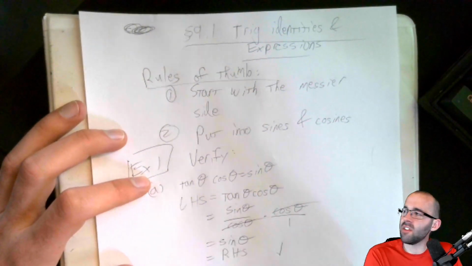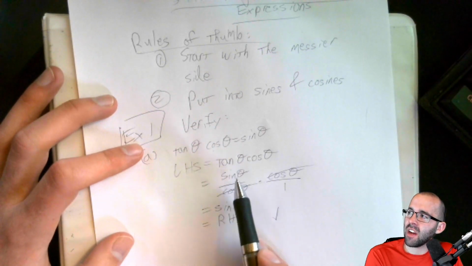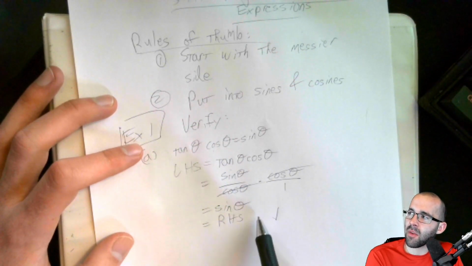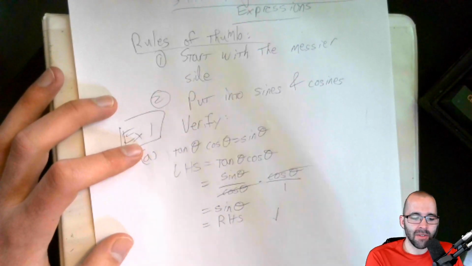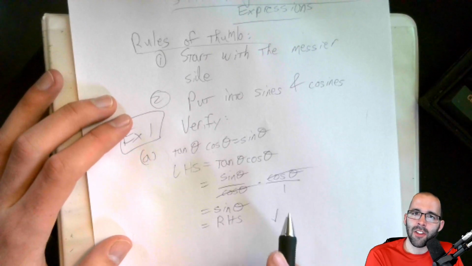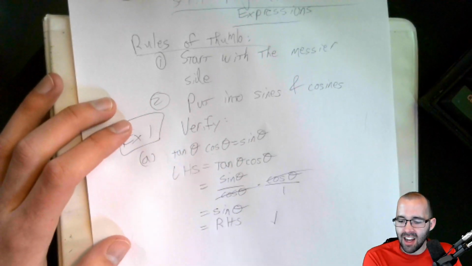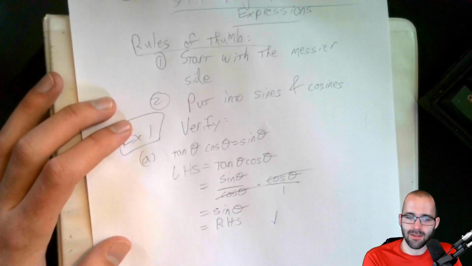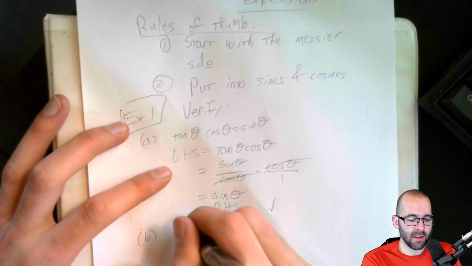So look at this string of logic. We started with the left-hand side, we simplified it, and we showed that it's equal to the right-hand side. And there we go. That's all there is to it. The difficulty in this section becomes when it's more complicated and you're not exactly sure what to do. So let's do another one.